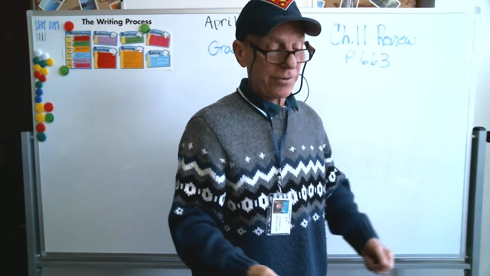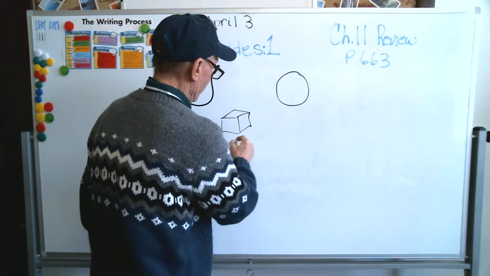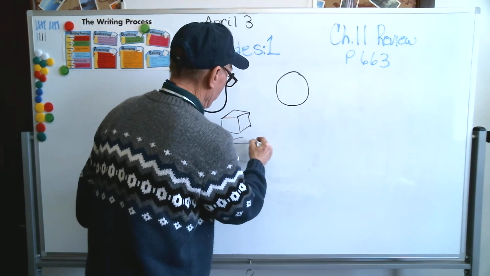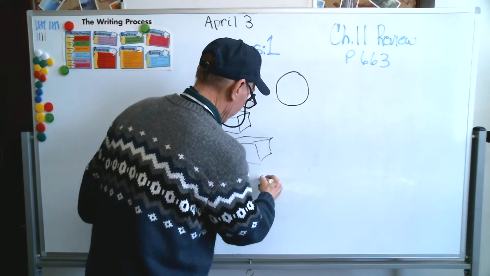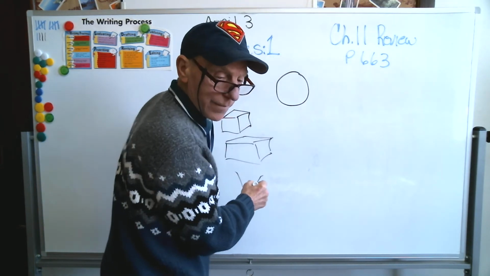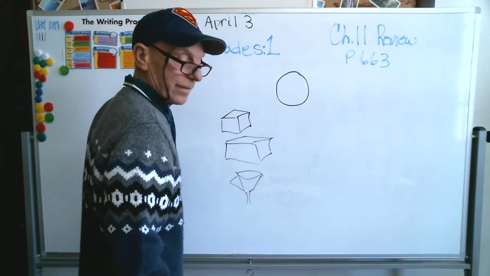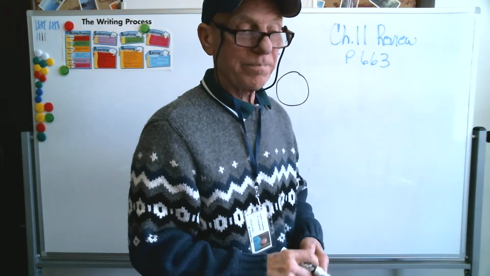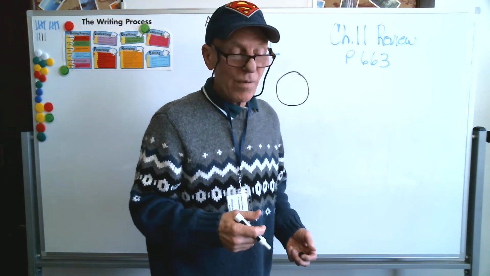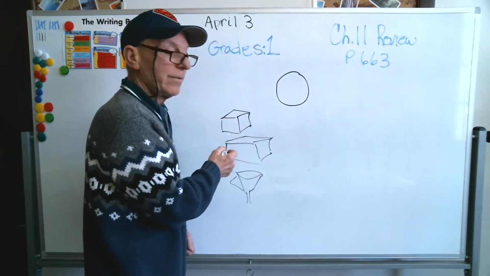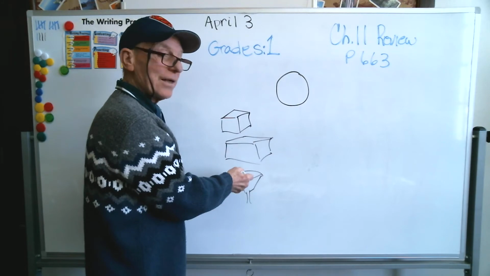And she has 3 objects. She has a cube. She has a rectangular prism. And she has a funnel. Now, she wants to draw a circle. Now, if I wanted to draw a circle, would I use the cube and try and make a circle? Or the rectangle? No. I'd use the funnel.